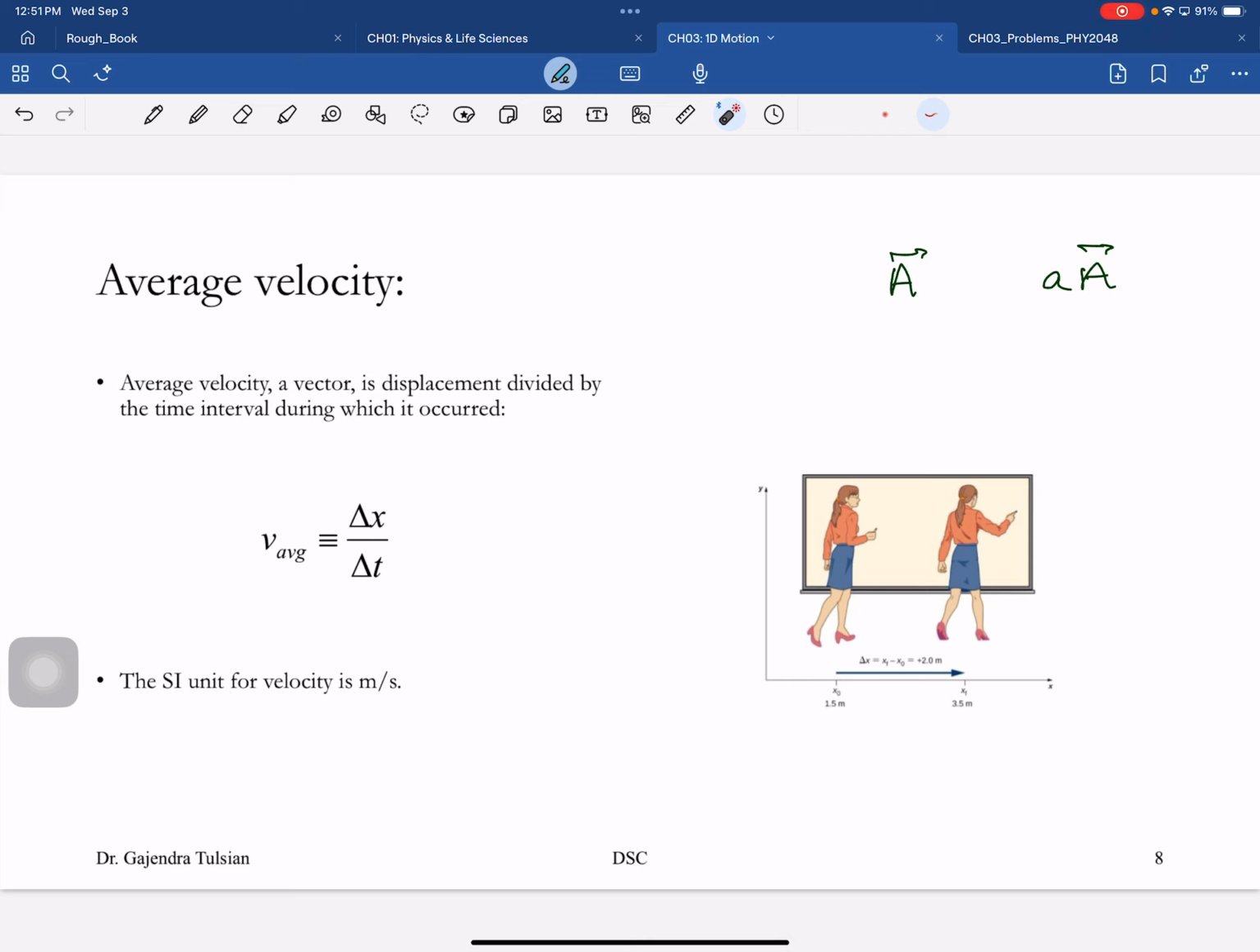Now, here's velocity. Average velocity is defined as the displacement vector divided by the time over which this displacement happens. Now let's look at it from a mathematical object point of view. This is a vector divided by a scalar, it gives you a vector. It's like a scalar multiplication of a vector. You want to make sure that mathematically it makes sense. What are the units of this? This is measured in meters, this is in seconds, meters per second.